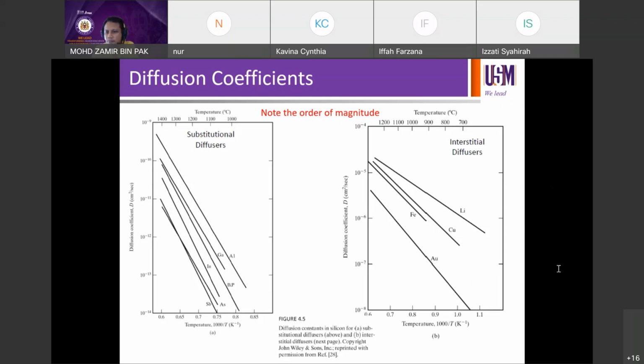Which one is the higher? Which one has higher diffusion coefficient? Which one is higher? Senyap ini?